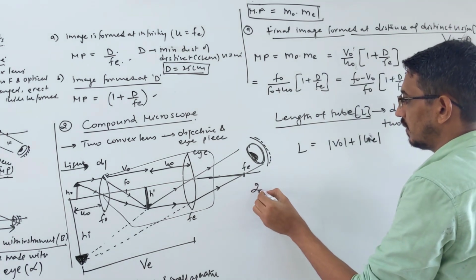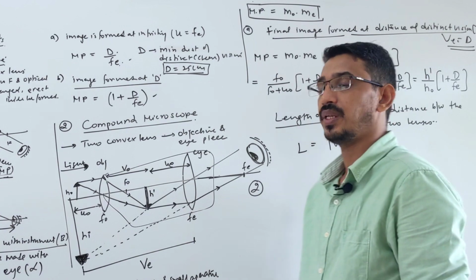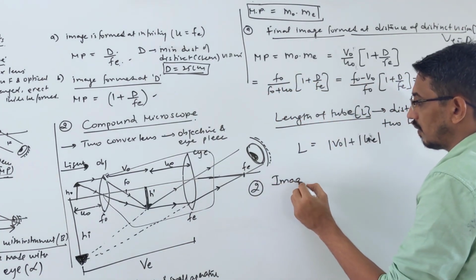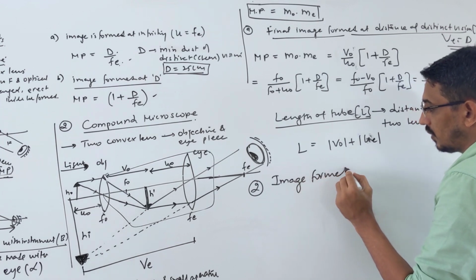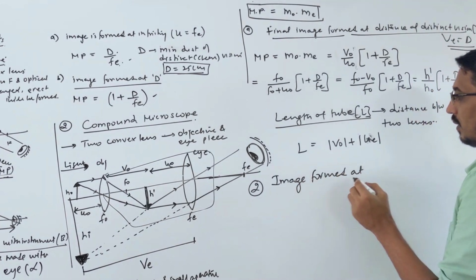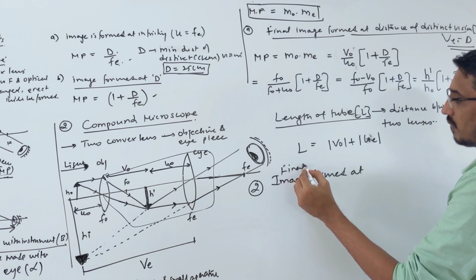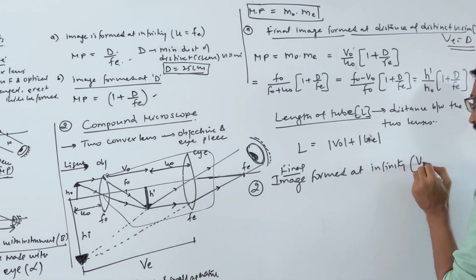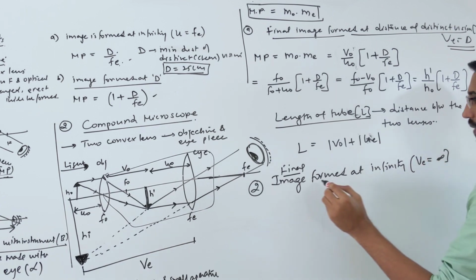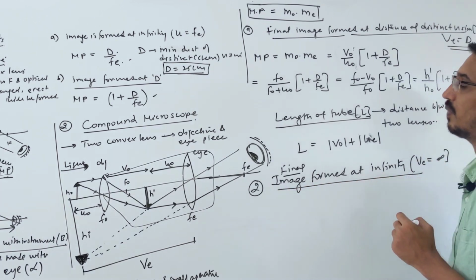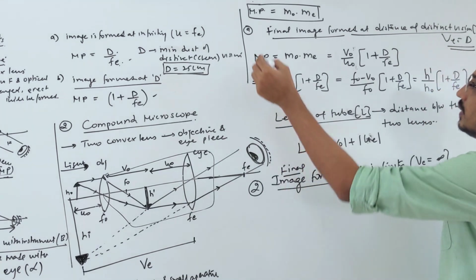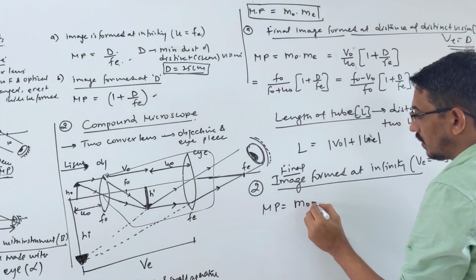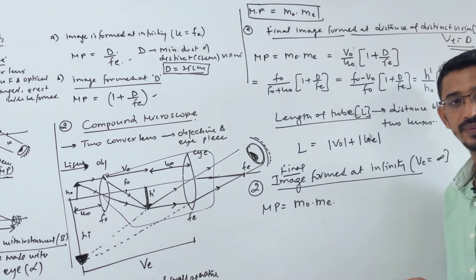Now the second case: image formed at infinity. You should write here final image. Always say final image formed at infinity. It means your V is equal to infinite. Then how will this formula change? This will remain the same only. Magnifying power is M naught into ME only.